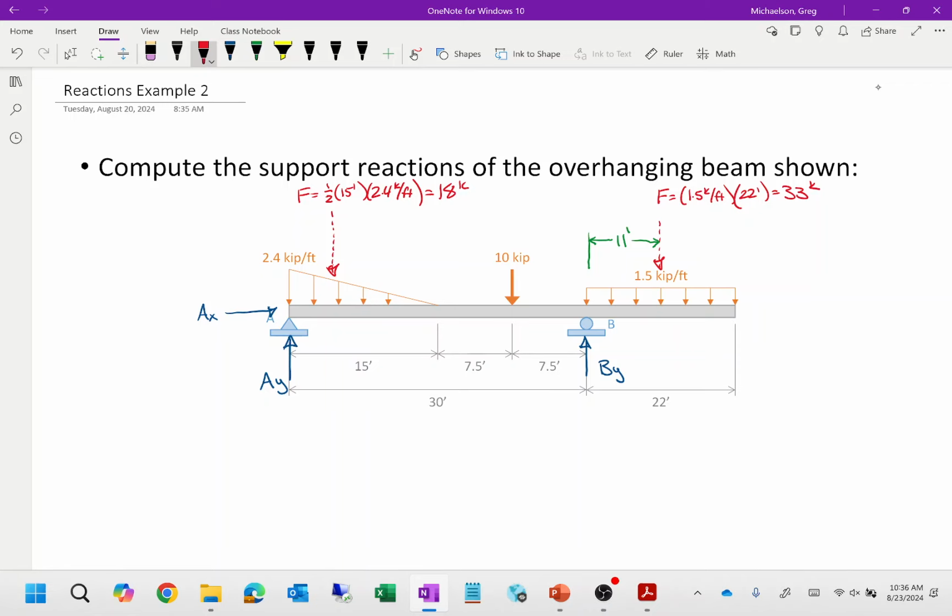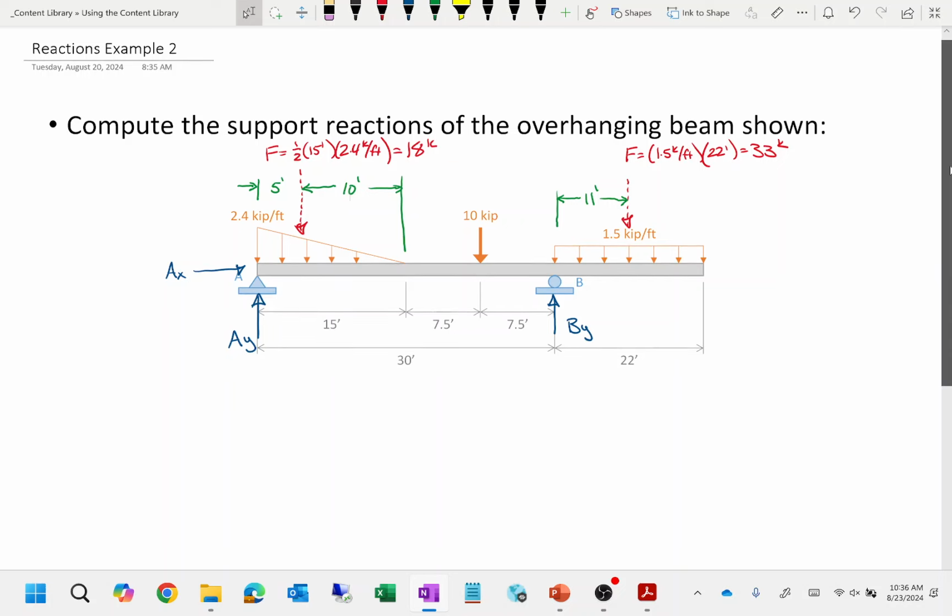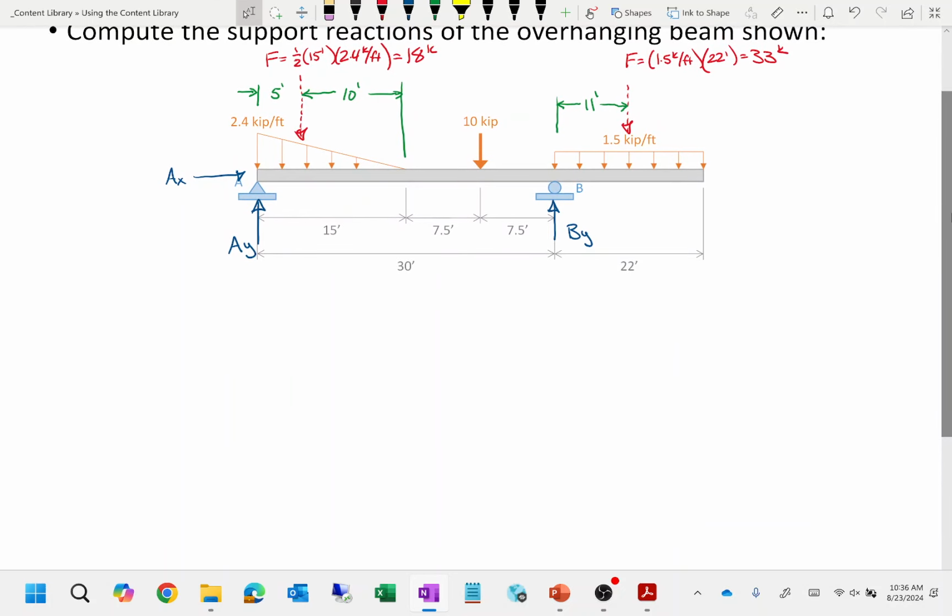Now we also need to locate this. How far from here is that? What is that distance right there? A third of 15, which is 5 feet. So this is 5 feet, and this right here is 10 feet. Let me make that a little bigger. Does everybody see what I've done here? Now when we start applying our equations of equilibrium, I'm going to ignore the distributed loads and just consider these new idealized point loads.